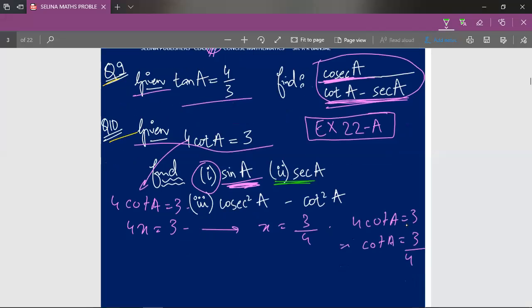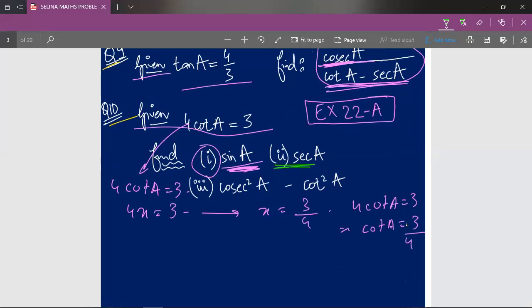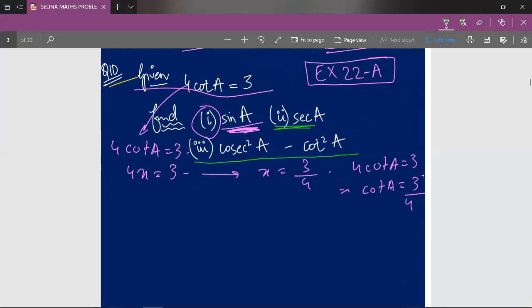Then our third question, the final question for the trigonometric ratio videos, is cosecant square A minus cot square A. For those of you who are comfortable with trigonometry, you can find cosecant square A easily. But for those of you who find it difficult, just solve sine A first, then cosecant A, then cosecant square A accordingly.